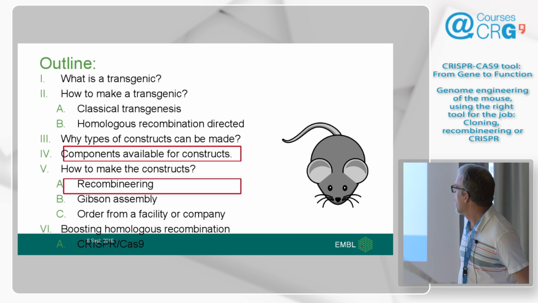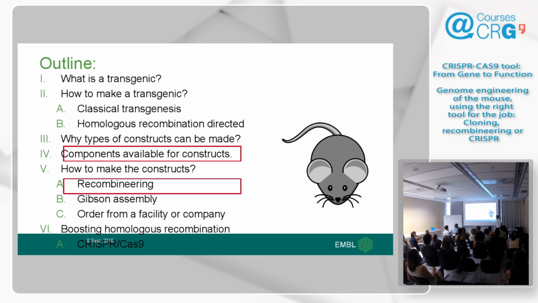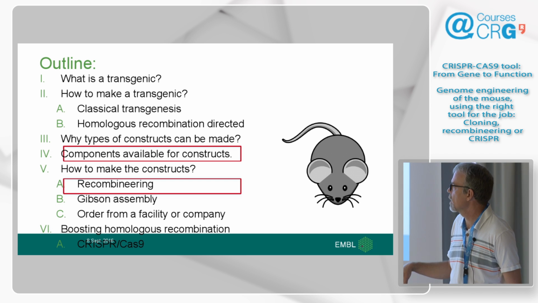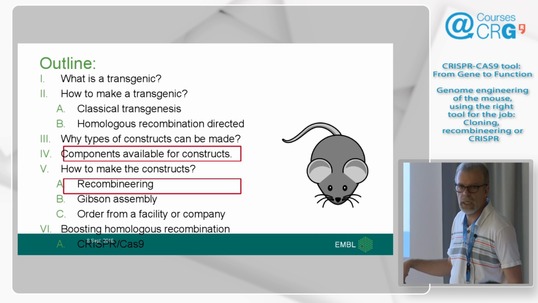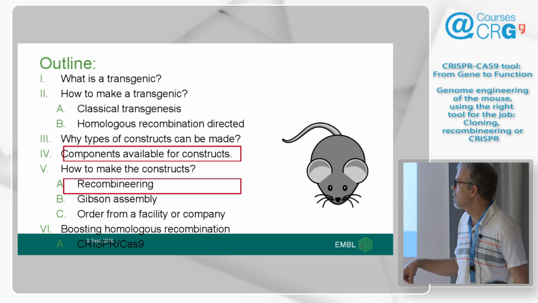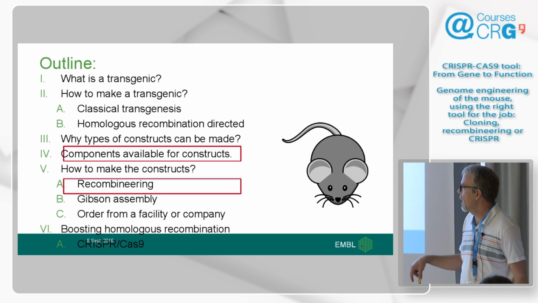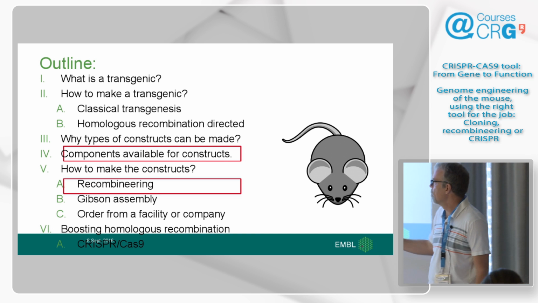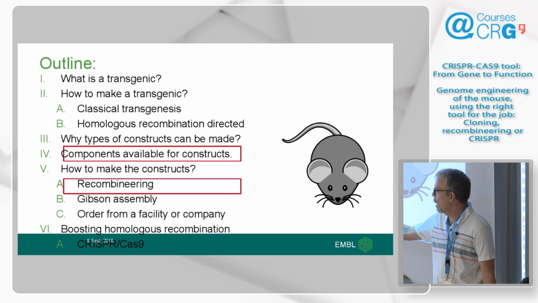Okay, so here's my new organism. What is a transgenic? How to make a transgenic, both classical transgenesis and homologous recombination directed. What types of constructs can be made? The components that are available to put into a construct. And then how do we make the constructs? I'll spend most of my time talking about Recombineering.